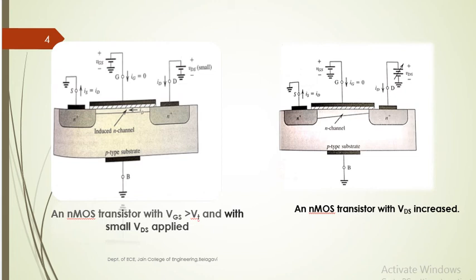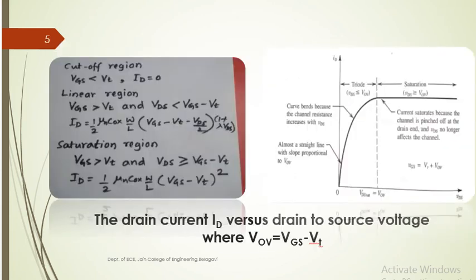So first, the condition is, when VGS is less than VT, cutoff region. When VGS is greater than VT, and VDS is applied less than VGS minus VT, linear region. Then when VGS is greater than VT and VDS is greater than VGS minus VT, in that case we can say that it is in saturation. So three regions can be represented.